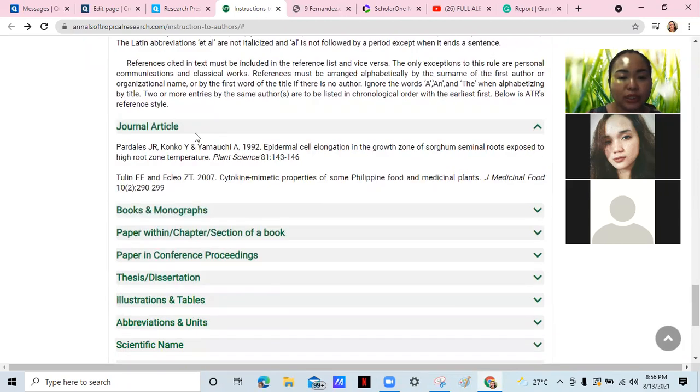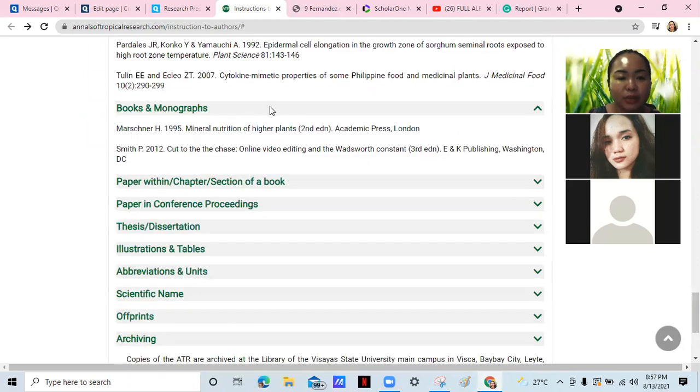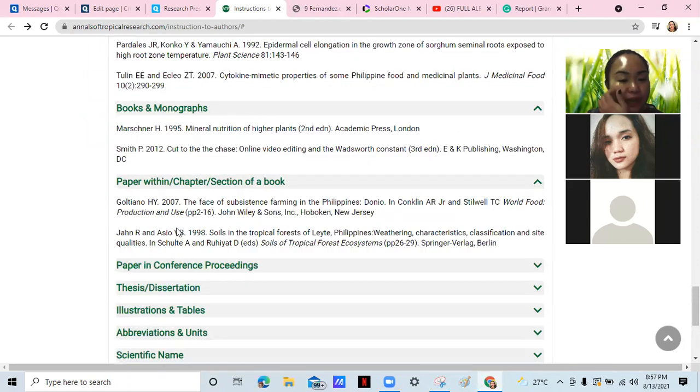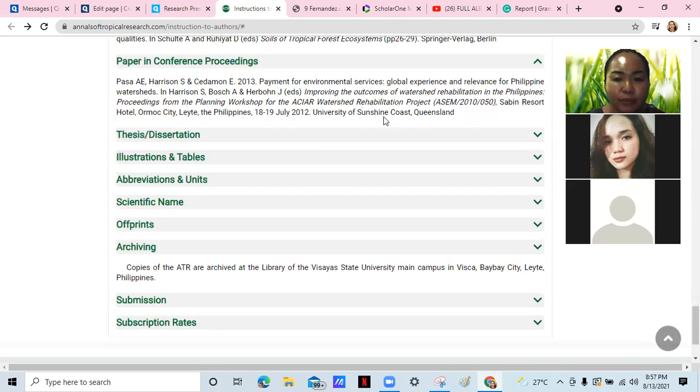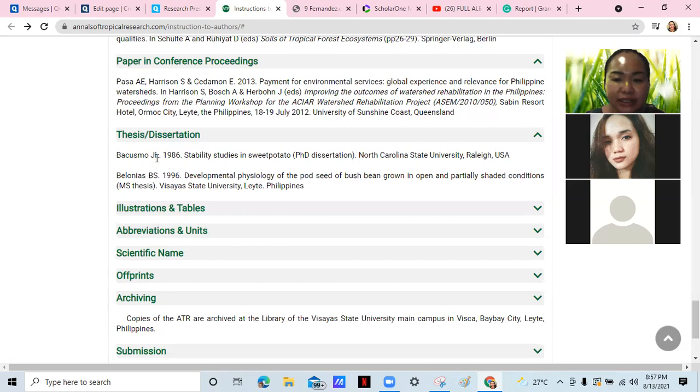And it depends on whether it's a journal article, books and monographs, or a paper or chapter within a book. For example, this is just one chapter in the book of Conklin, entitled World Food Production and Use. Or if it's a conference paper, there's a format for that. Or an unpublished thesis, but mind you, there are journals that don't allow unpublished articles. But in the ATR, they allow unpublished articles or a PhD dissertation.